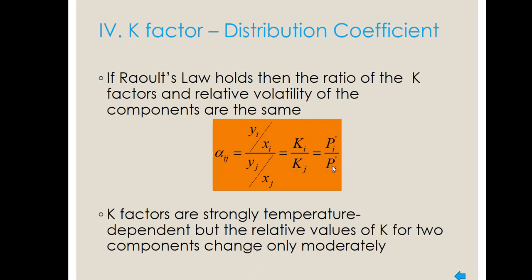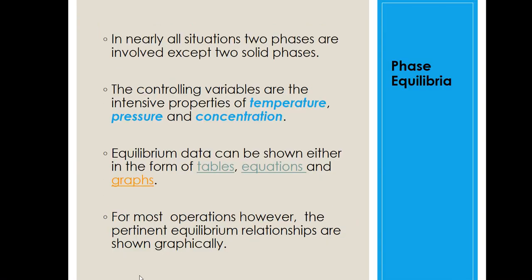So, in terms of equations that are available that express relationships of pressures, mole fractions, and relative volatilities in a particular mixture, we have three so far: Raoult's law for ideal solution, Henry's law, and the K factor distribution coefficients. Now, another way of presenting equilibrium data is in the form of graphs. So we have discussed the tables, the equations, and now we go to graphs.